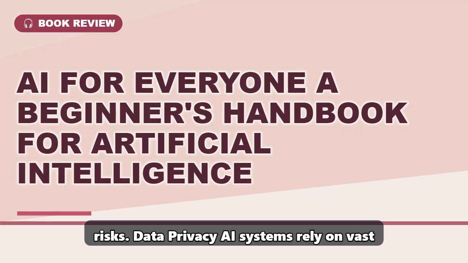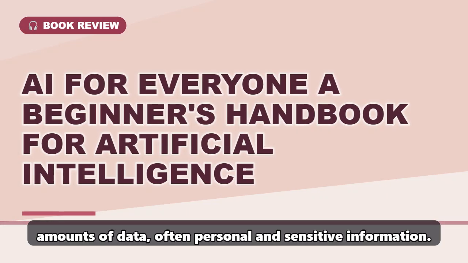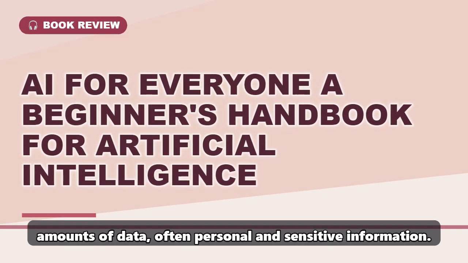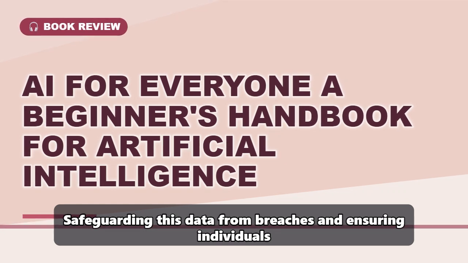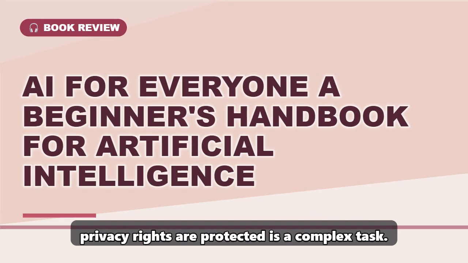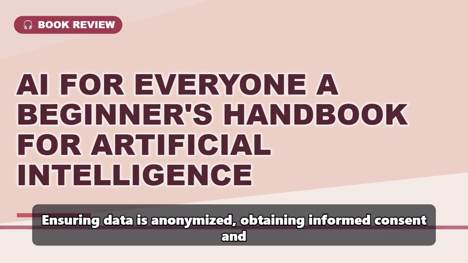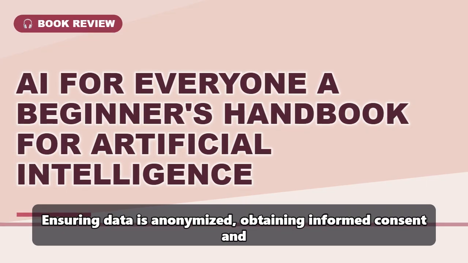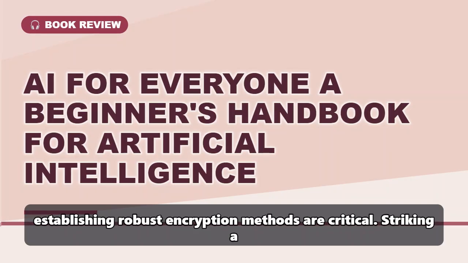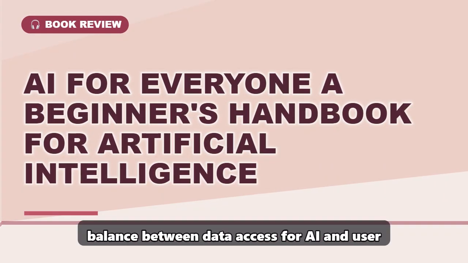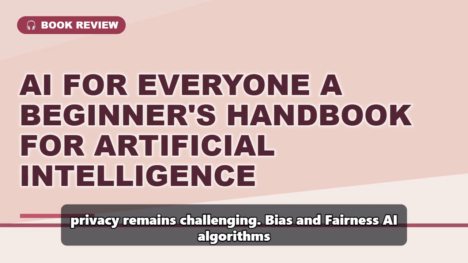Data privacy. AI systems rely on vast amounts of data, often personal and sensitive information. Safeguarding this data from breaches and ensuring individuals' privacy rights are protected is a complex task. Ensuring data is anonymized, obtaining informed consent and establishing robust encryption methods are critical. Striking a balance between data access for AI and user privacy remains challenging.